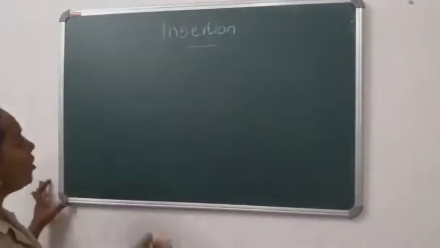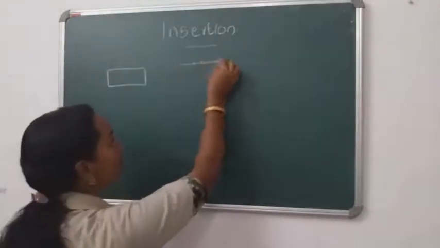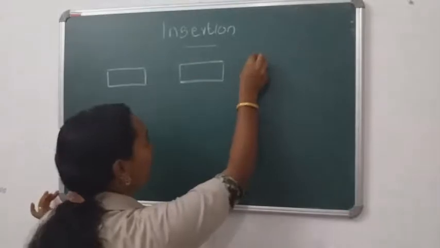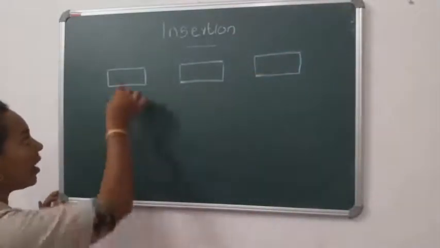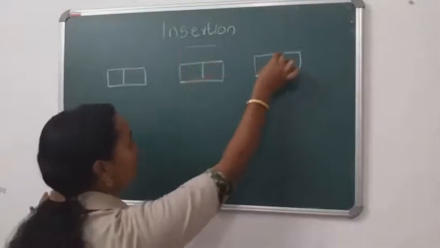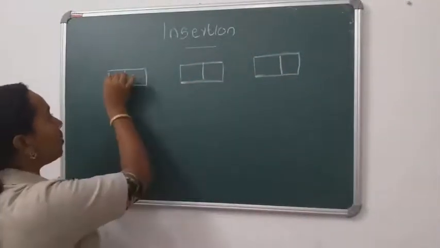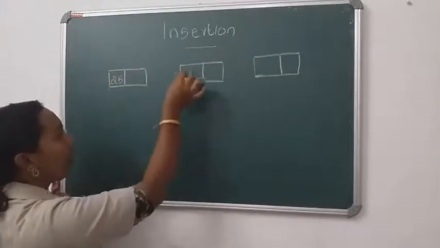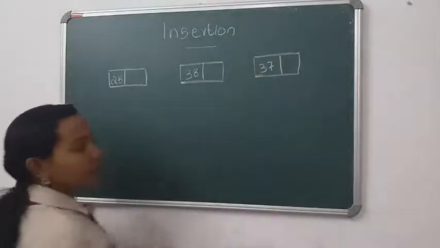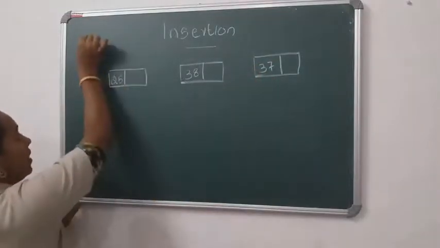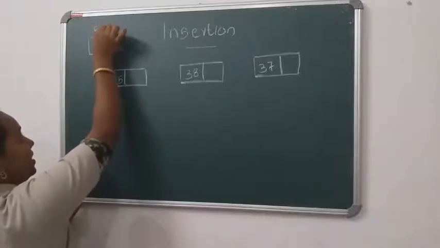I am going to draw a linked list with three nodes. Every node contains two sections, a data part and a pointer part. So 25, 38, 47. Then the starting node's address will be available at start.